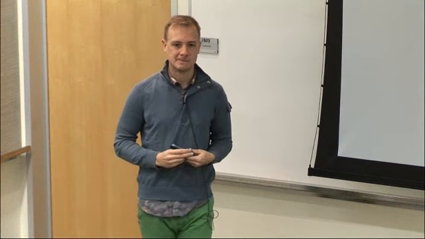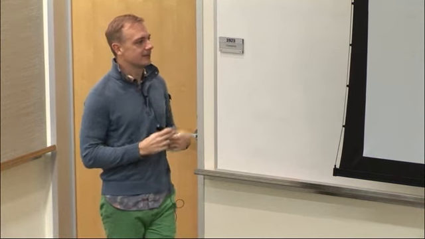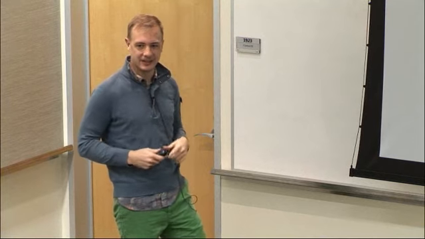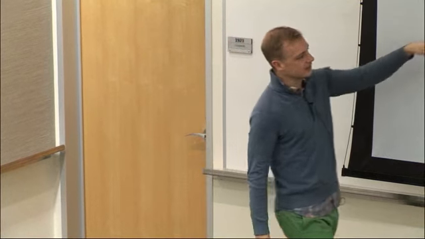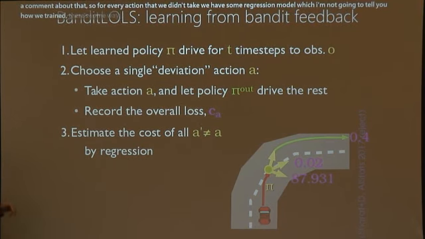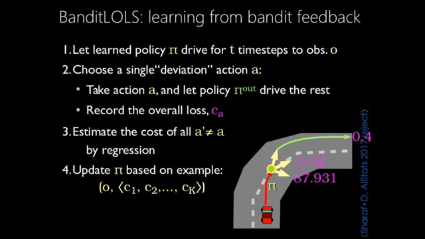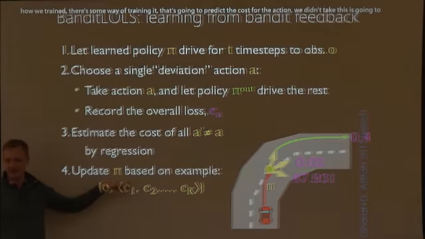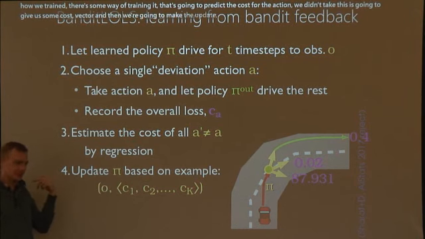So is this similar to how AlphaGo is trained? Yeah, so let me finish and then let me make a comment about that. For every action that we didn't take, we have some regression model, which I'm not going to tell you how we train, but there's some way of training it, that's going to predict the cost for the action we didn't take. This is going to give us some cost vector, and then we're going to make the update, just like in the previous case.